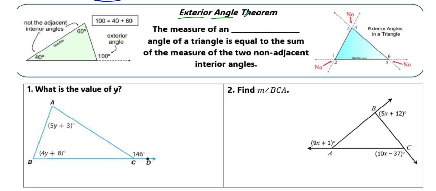This is the exterior angle theorem. When I say an exterior angle, I mean if you extend one of the sides. So we have these three sides in a triangle, we extend this one. This is an interior angle, this is the exterior angle that's created by that extended side.